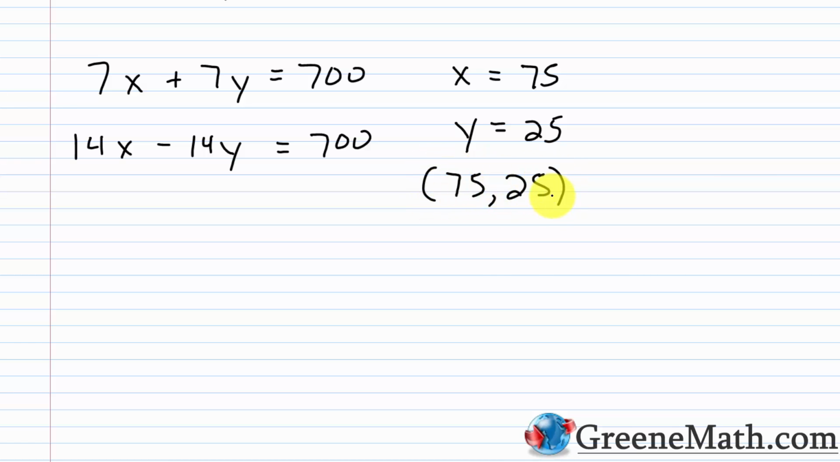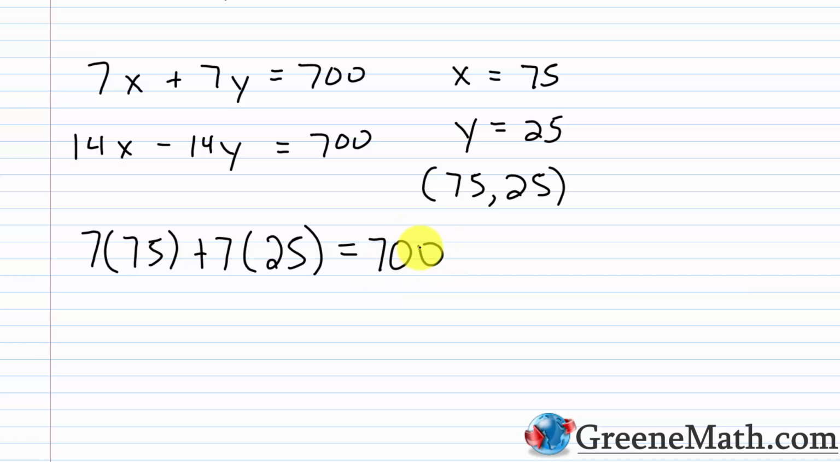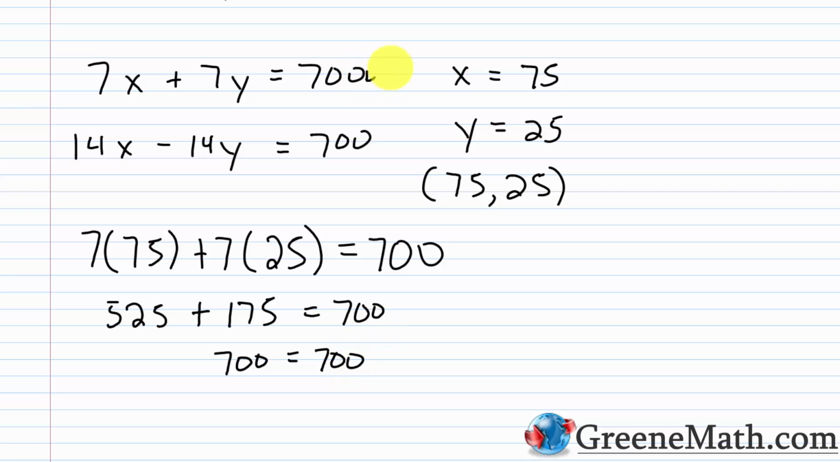And let's just check this guy in both equations. So we'd have 7 times 75 plus 7 times 25 equals 700. So 7 times 75 is 525, plus 7 times 25, that's 175. This should equal 700, and it does. 525 plus 175 is 700. So these two sides are equal. So this one checks out.